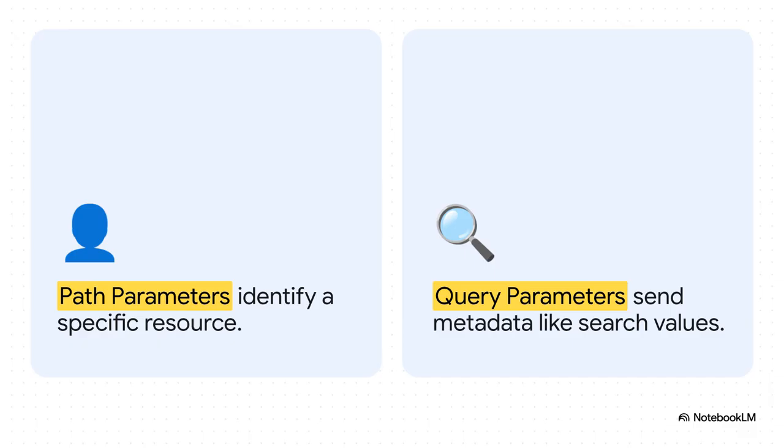If you tried to cram a search value into a path parameter, like API/search/some+value, technically the server could process it, but it completely defeats the purpose of REST semantics. It's messy, it's hard to maintain, and it just breaks the readable rules of the web.